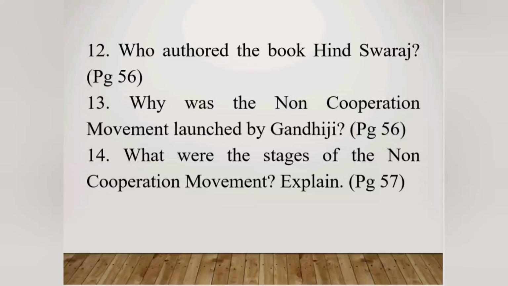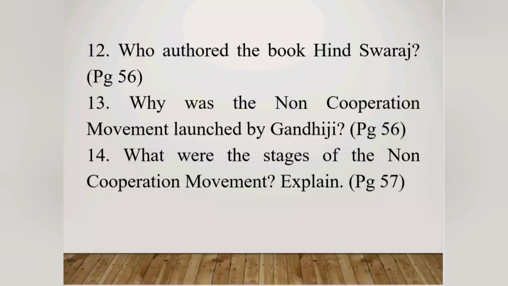Why was the non-cooperation movement launched by Mahatma Gandhi? Mahatma Gandhi launched this non-cooperation movement against the Jallianwala Bagh incident, to support the Khilafat issue as well as to get Swaraj. You have to explain this. This is mentioned on page 56.